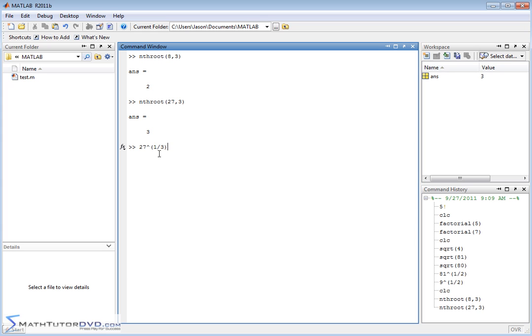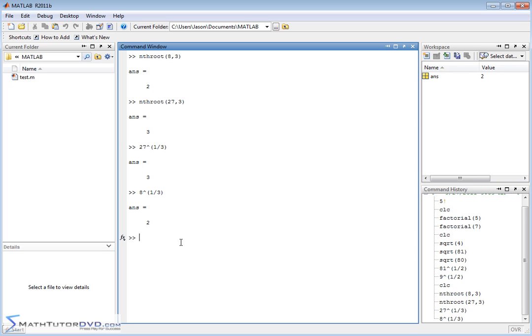Much like 1/2 gave us a square root before, raising something to the 1/3 power will give you a cube root. It's mathematically the same thing. So if you wanted to take the cube root of 8, you could do it that way. You could definitely handle all of this by just raising things to fractional powers.